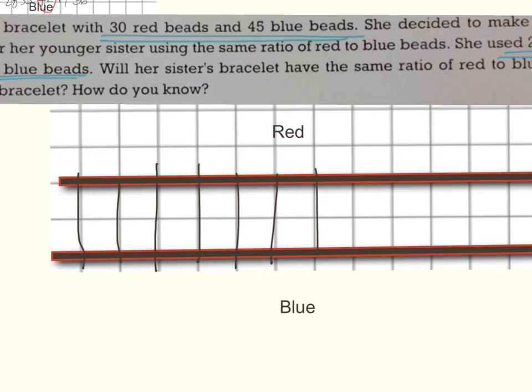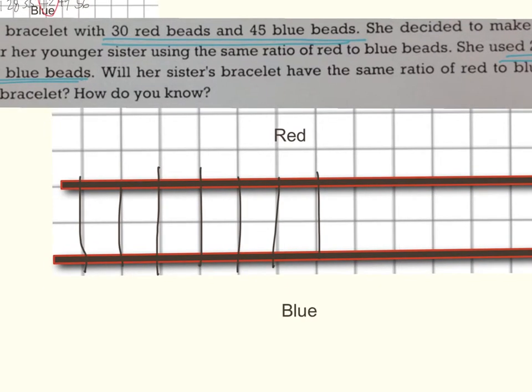The ratio that we need is 30 red to 45 blue. So I will start from 0, 0. And then I will just go in increments of, let's say, 10. So 0, 10, 20, 30, 40, 50. And then as for blue, remember every 30 red beads is 45 blue beads.